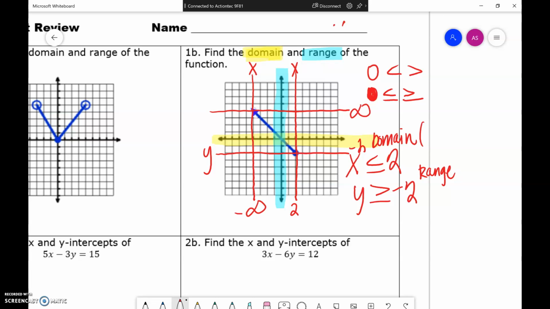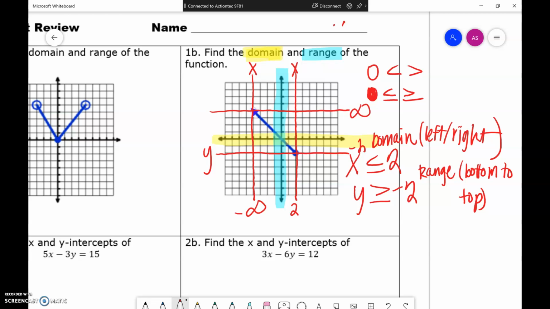Okay, so remember, domain, you're looking left to right. Okay, let me spell that right. Okay, and range, you're looking from bottom to top. Okay. All right, so let's go ahead and move on.